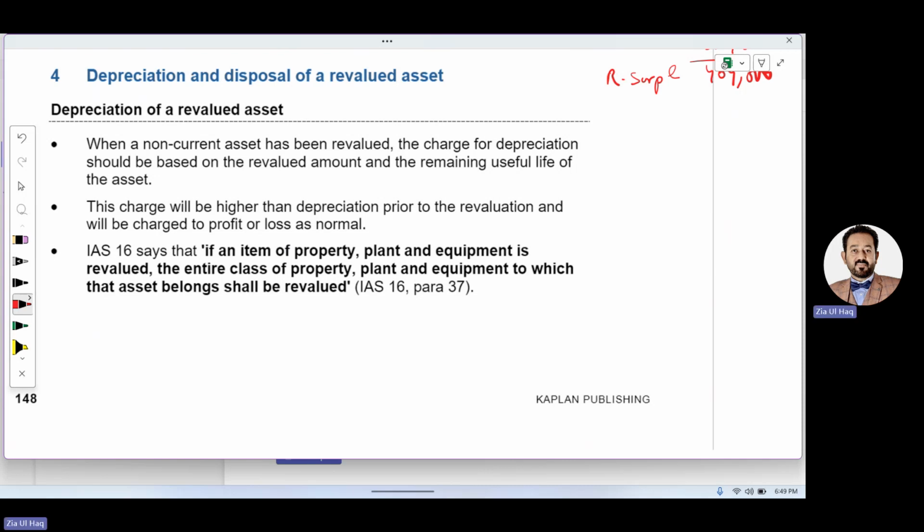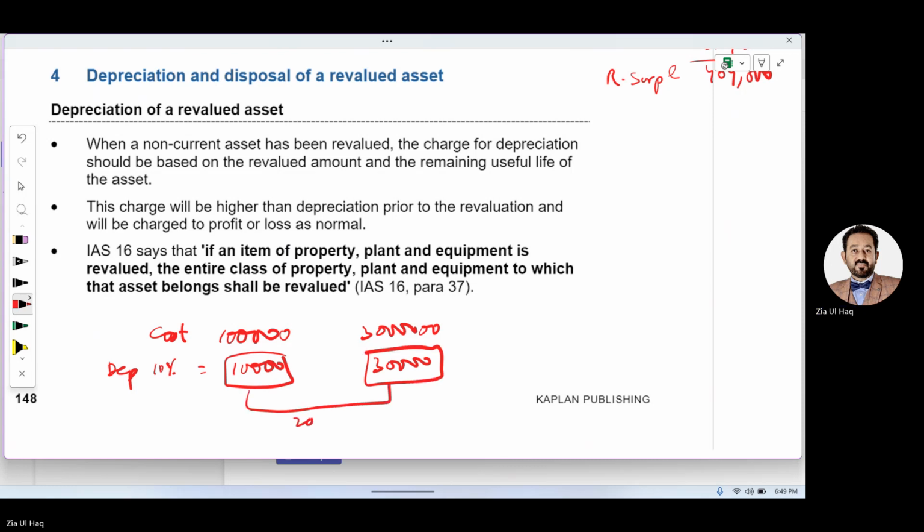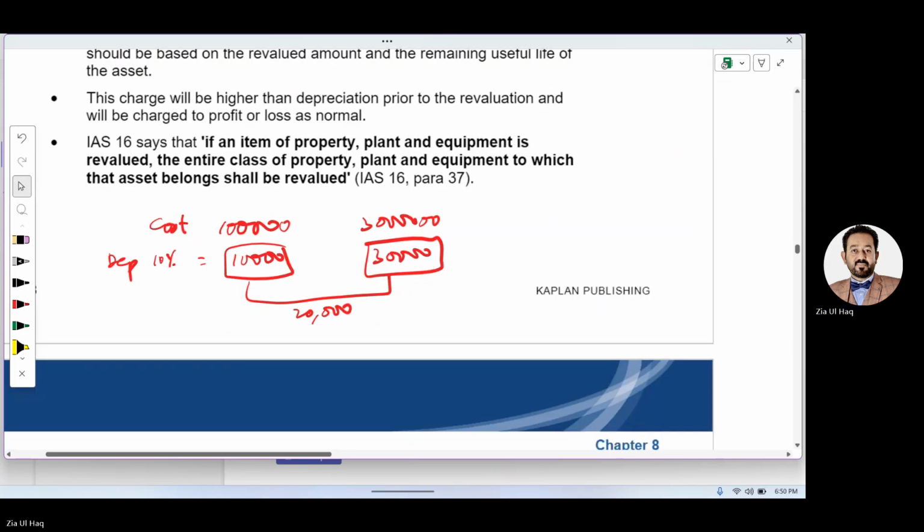The previous cost was 200,000, which means depreciation was at the rate of 10%. This means we charged 10,000 depreciation. Now the value becomes 300,000, so regarding 30,000, how much more are we charging in depreciation? 20,000. For this 20,000, we need to record an accounting entry every year from now onward.